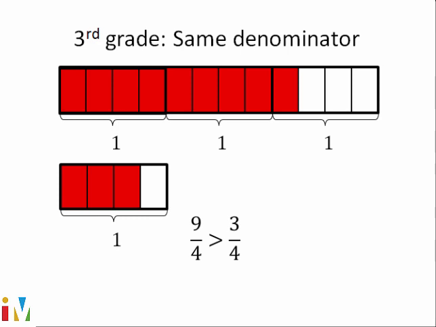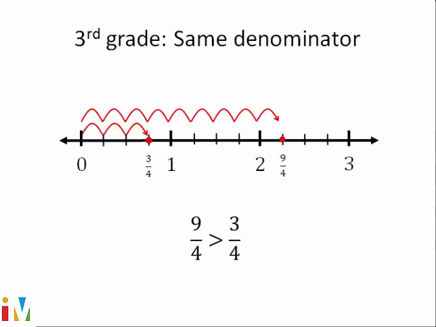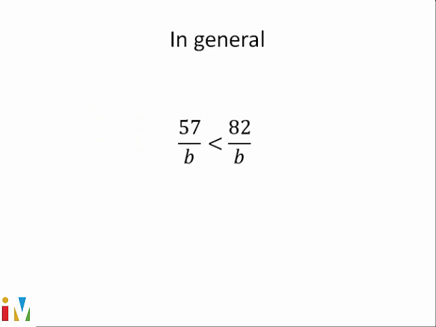In 3rd grade, students compare fractions with the same denominator. The reason here is just like reasoning with whole numbers. 9 yo-yos is more than 3 yo-yos, and 9/4 is greater than 3/4. We can also see that 9/4 is greater than 3/4 because it is further to the right on the number line. In general, if two fractions have the same denominator, then the pieces, or unit fractions, are the same size. If there are more pieces, the fraction will be greater.